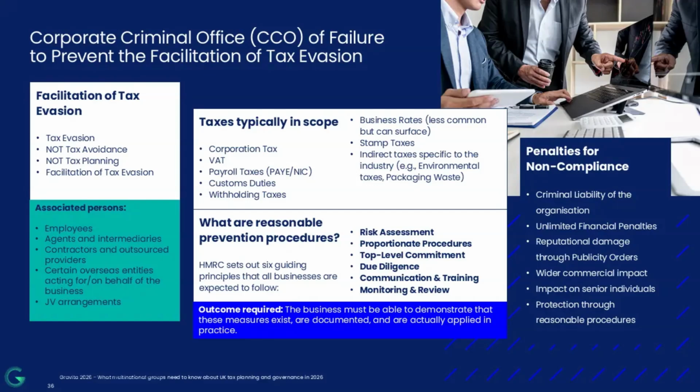Then the next element is, do you have proportionate procedures in place? Depending on your size, what is proportionate will vary, but a procedure would be not to engage any supplier that's not registered for VAT. Therefore, you know that they are carrying out their obligations under the VAT rules. HMRC expect top-level commitment, so the senior management of the business really buying into these rules and pushing the right culture down through the business, and that includes training and carrying out due diligence on the people that you're working with, and also monitoring and reviewing it regularly. Just the next one.